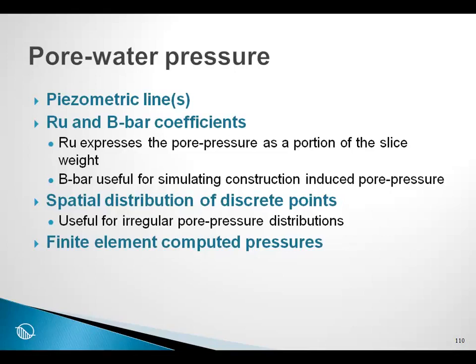If you do not have a finite element analysis describing the pore pressure conditions, then a spatial distribution defining discrete points can be quite useful. A spatial distribution using discrete points is useful for irregular pore pressure conditions, such as may occur under artesian conditions, for example. And then, of course, one of the real powers of GeoStudio is that pore water pressures coming from Seep W, Sigma W or Quake W can be used in a Slope W stability analysis.